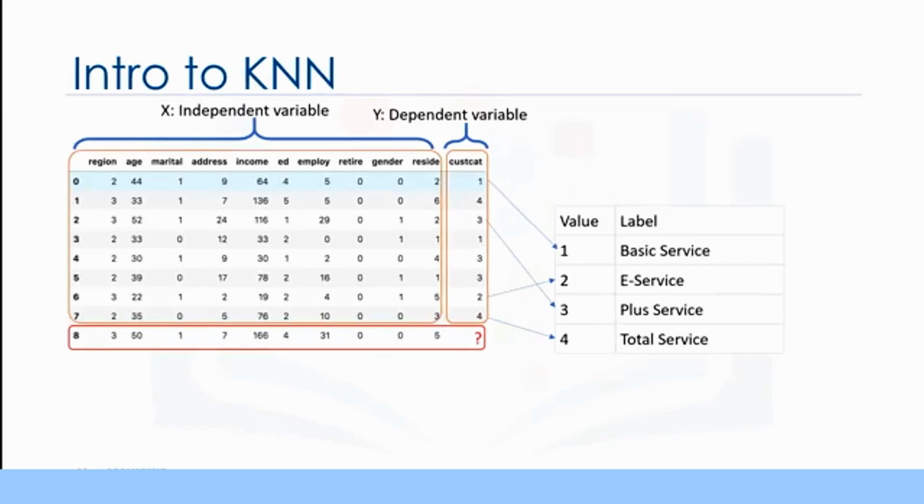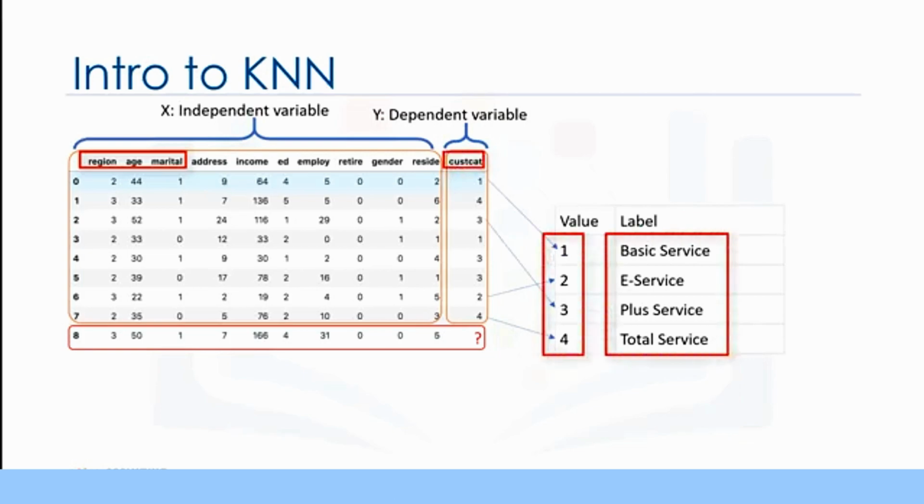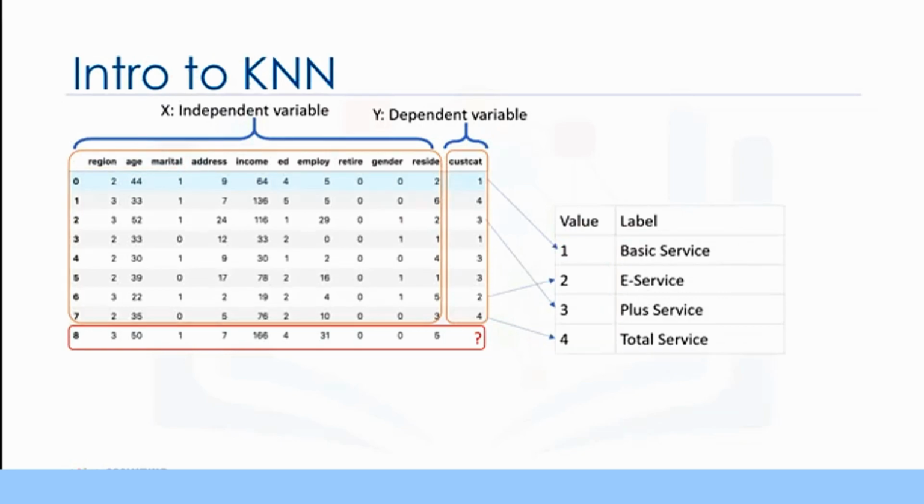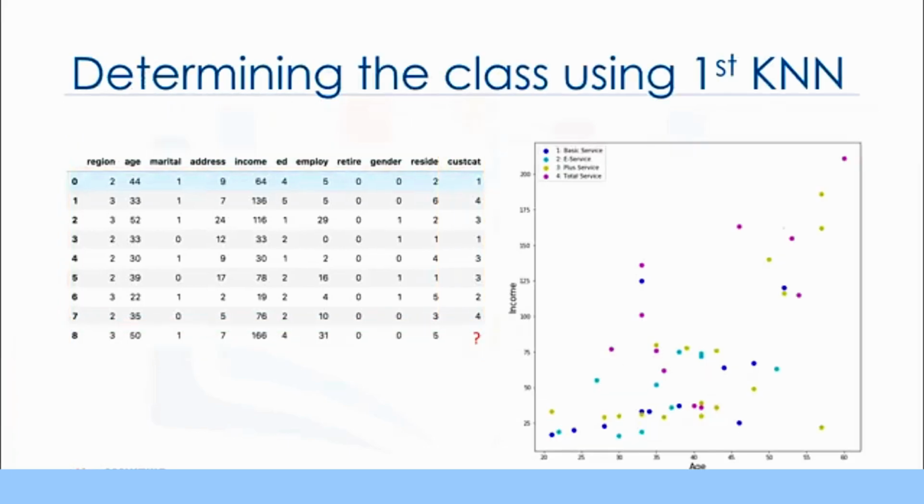The example focuses on using demographic data such as region, age, and marital status to predict usage patterns. The target field, called custcat, has 4 possible values that correspond to the 4 customer groups, as follows: basic service, e-service, plus service, and total service. Our objective is to build a classifier, for example, using the rows 0 to 7 to predict the class of row 8. We will use a specific type of classification called k-nearest neighbor. Just for sake of demonstration, let's use only 2 fields as predictors, specifically age and income, and then plot the customers based on their group membership.